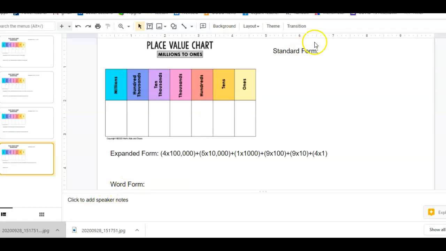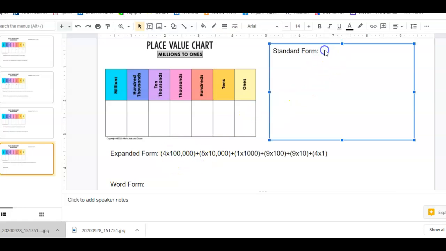We need to now write it in word form and standard form. Let's go to standard form first. That seems to be the simplest. So what do we have here? 4 100,000s, 5 10,000s, 1 1,000, 9 hundreds, 9 tens, and a 4. So it looks like I've got 100,000, 10,000, and 1,000. So I've gotten all these numbers in the thousands period. So why don't I start with that? We got 4, 5, 1.